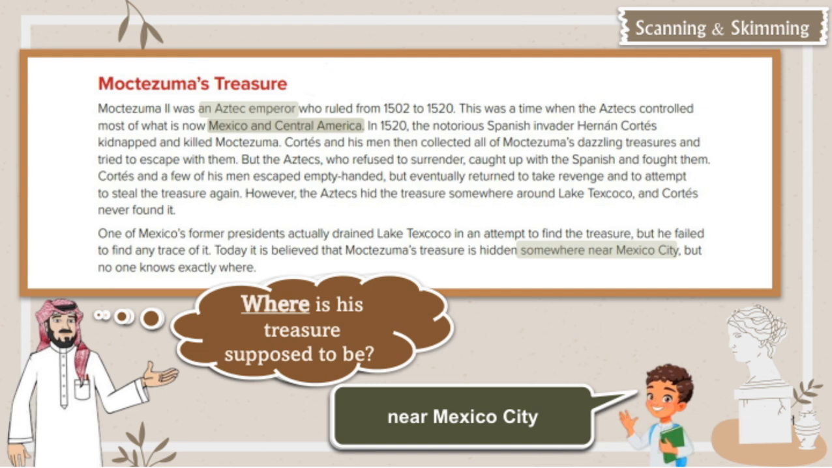So, in summary, Moctezuma was a key figure who ruled over a vast area in what is now Mexico and Central America, and his story is central to understanding the Aztec civilization and its treasures.